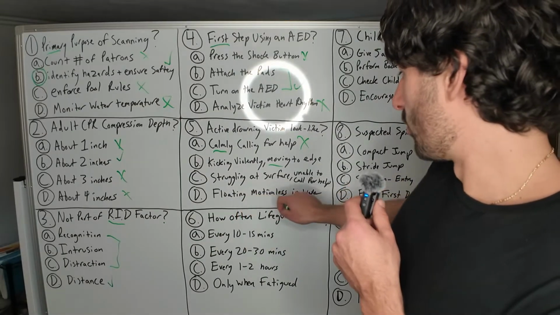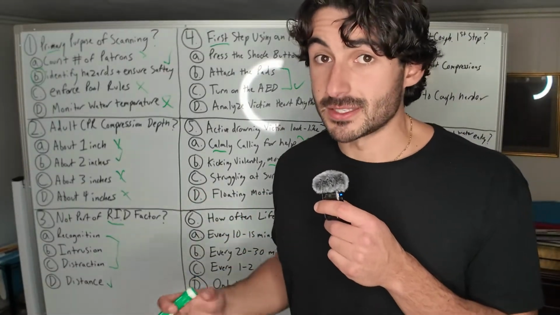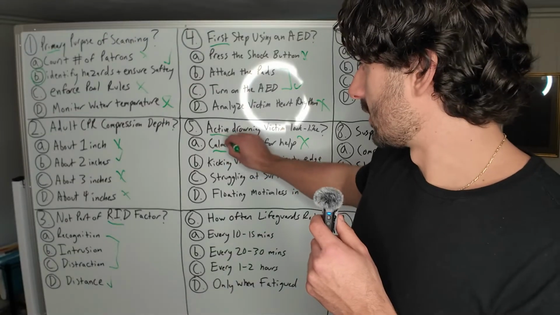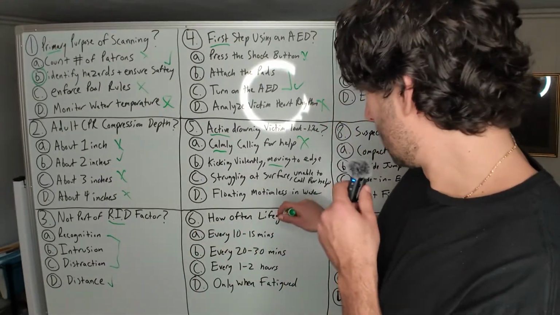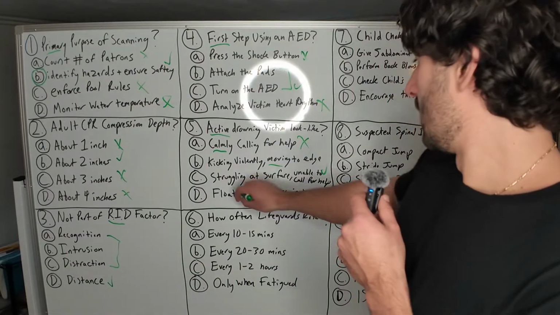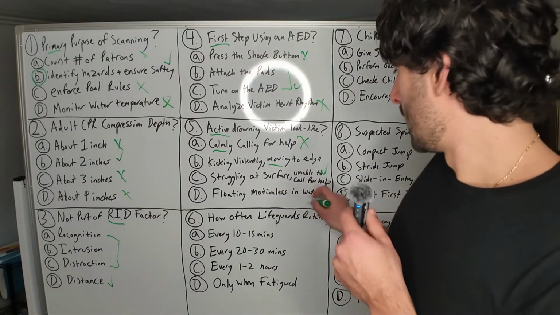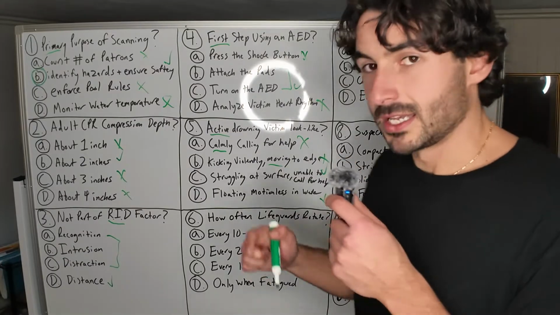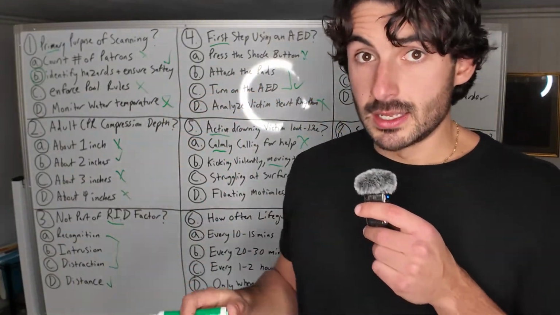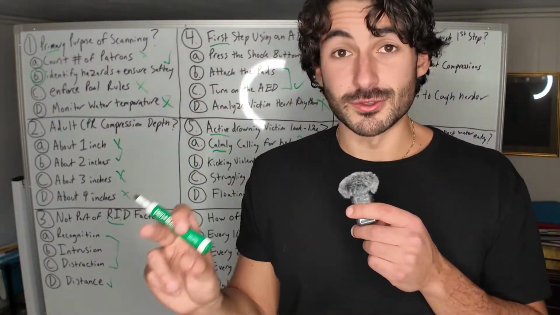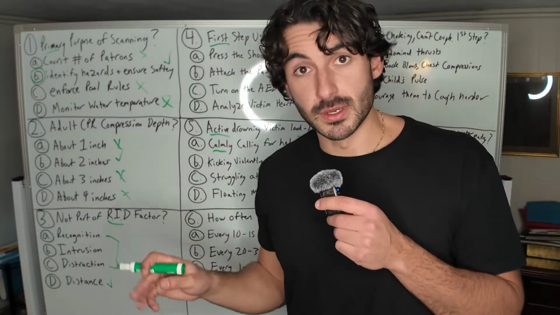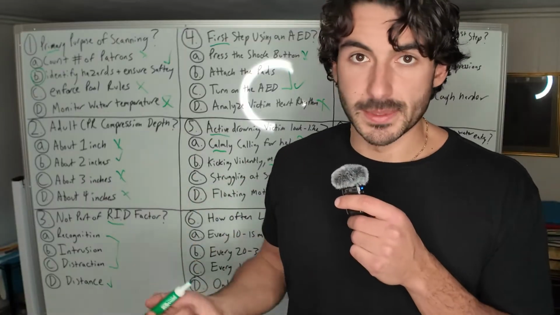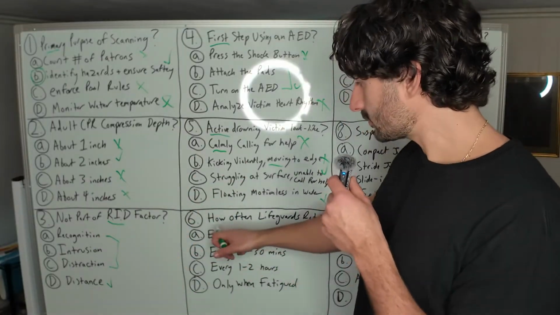And D, floating motionless in the water. That's a passive victim. That's not an active victim. Since you want an active victim, this person's breathing, this person's responsive, this person's moving. So the right answer here is going to be C, struggling at the surface, unable to call for help. But you kind of see how I'm going through these in my mind, my progressions, and there's usually going to be two answers that are really close and some that aren't. And so you just kind of have to go through them. And if you study and you have the common sense, you'll probably get it right.